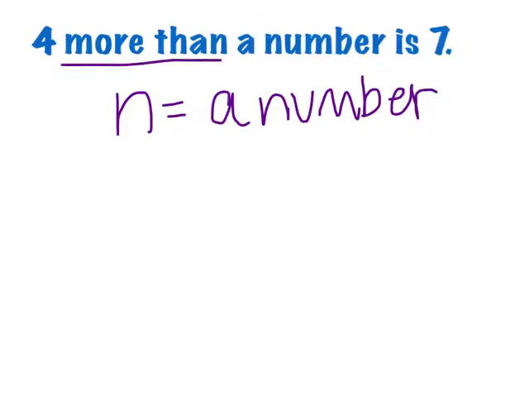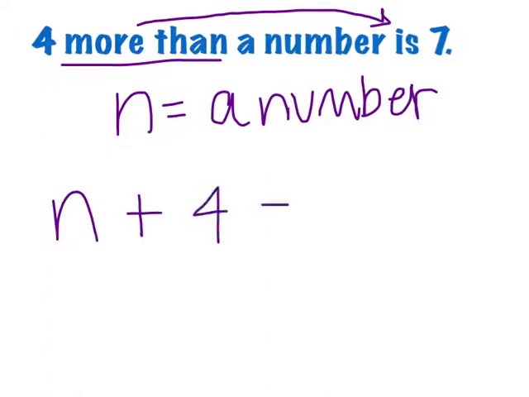When you have more than or less than, that tells you to put it after whatever's after it. So we're going to put a number. More than tells us to add, so we're going to add plus 4 equals 7. So remember, the more than tells us to put it at the end. That would be a 1-step.